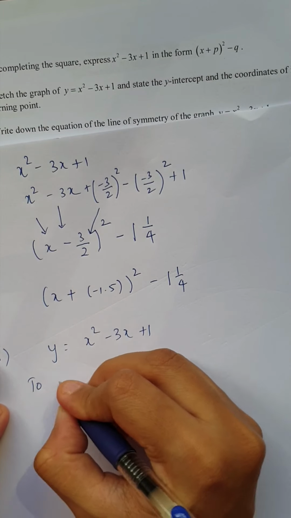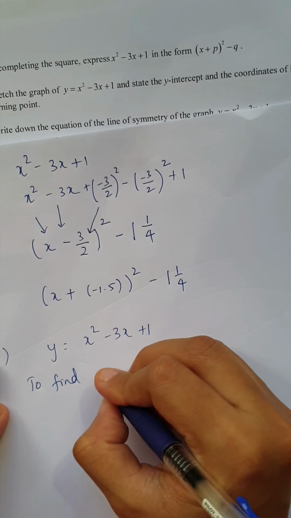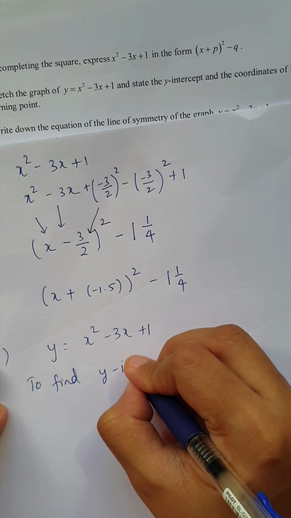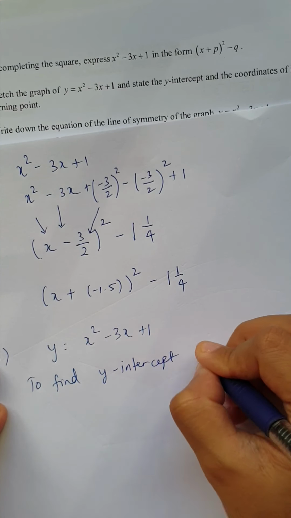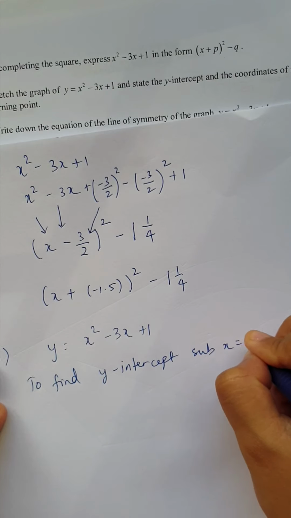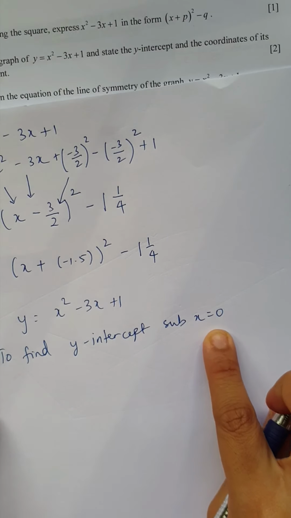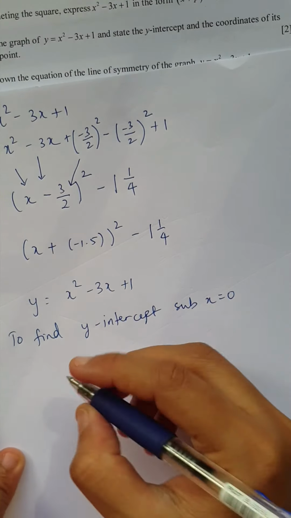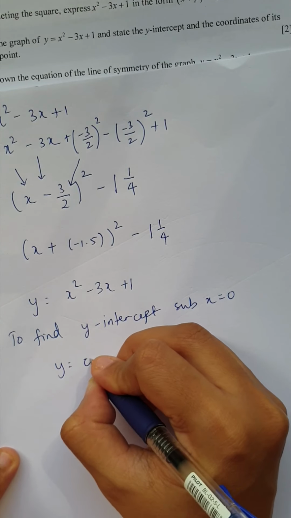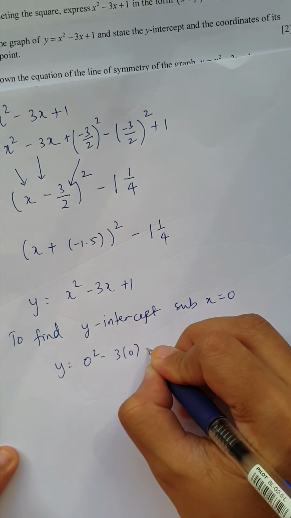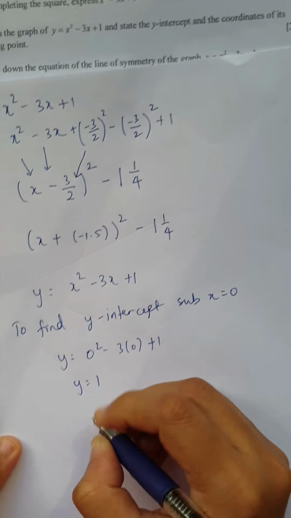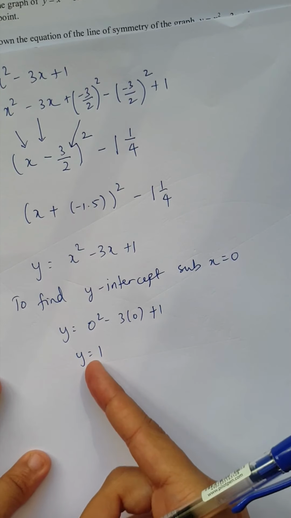To find the y-intercept, you can substitute x equals 0. So if I substitute x equals 0, I should get y equals 0 square minus 3 times 0 plus 1. So y equals 1. Correct? So this is your y-intercept.